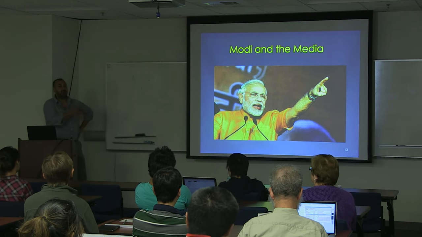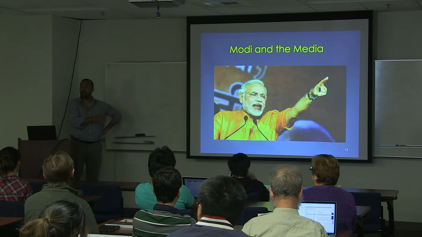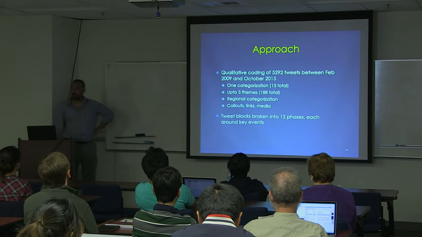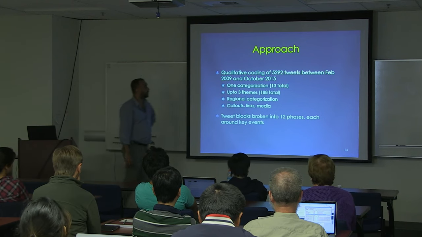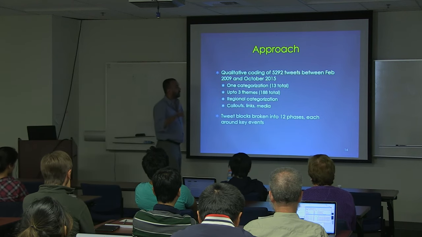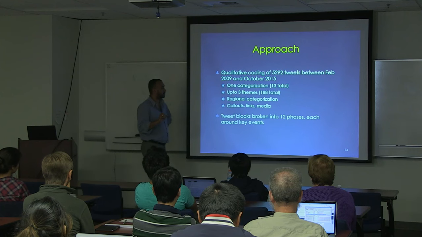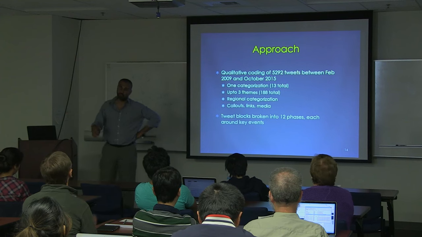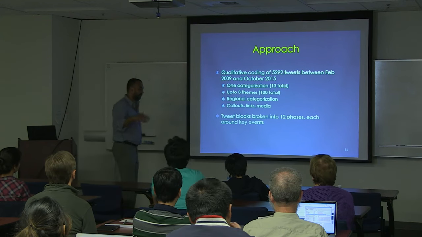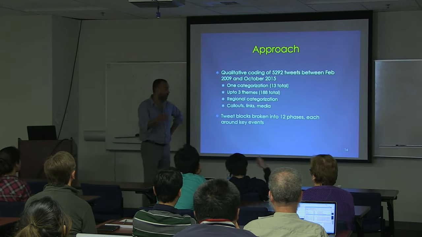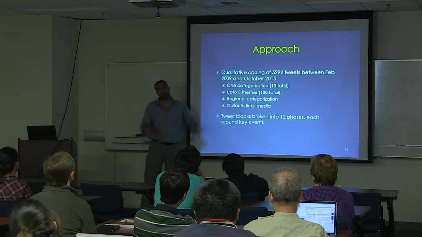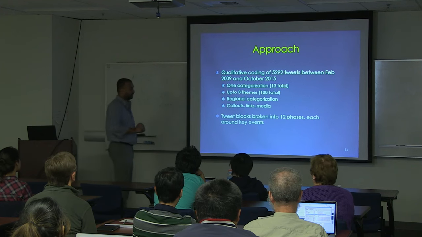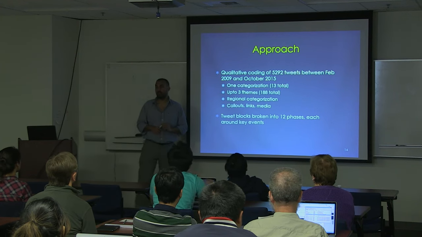And that's the setup for why Narendra Modi first gets on social media, and more specifically, what he does once he's on it. So the research has looked at about 6,000 tweets between February 2009 and October 2015. And we basically categorize each tweet in one of 13 different categories: greeting, an update, a confrontation, et cetera, and there are up to three themes attached to every specific tweet.